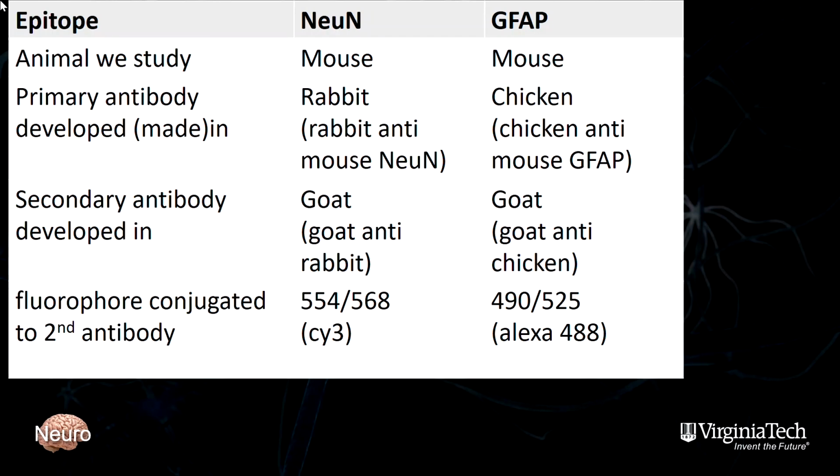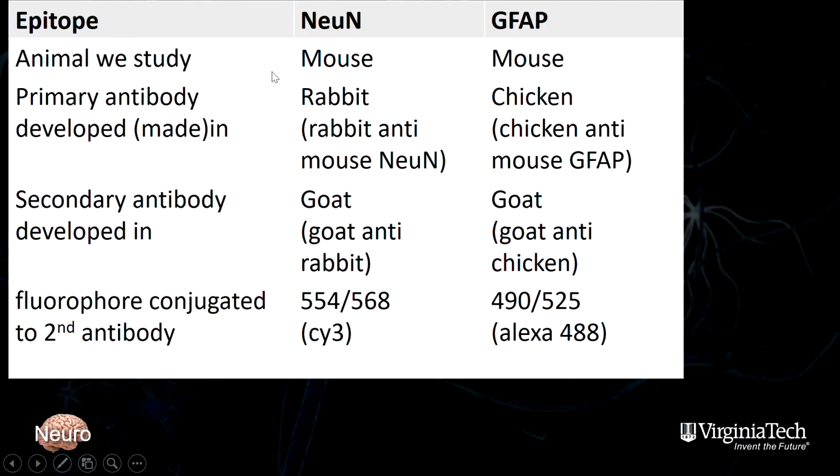Okay, now let's take a look at the antibodies that we're going to use in this particular lab. So we're going to label 2 epitopes, or two antigens. One is NeuN, the other is GFAP. And by labeling NeuN, we're labeling the neurons, and by labeling GFAP, we're labeling astrocytes. So the animal that we're going to study is mouse.